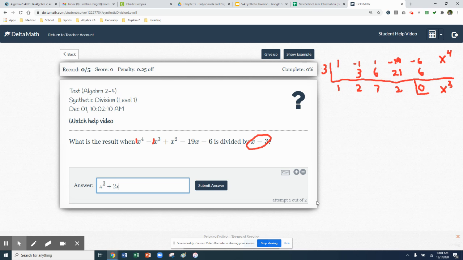plus 2x squared plus 7x plus 2. I think since these are level 1, I've done a couple of these, but I haven't had a ton of experience going through all the problems. But I think all of these will have a remainder of 0. So we don't have to worry about writing in the remainder on this one. So here we've got x to the 3rd plus 2x squared plus 7x plus 2.